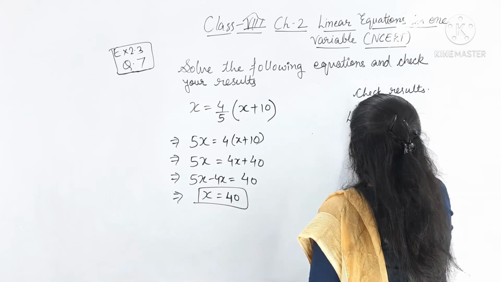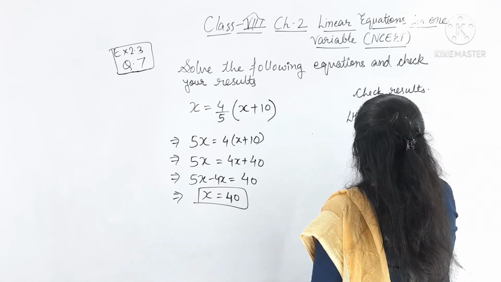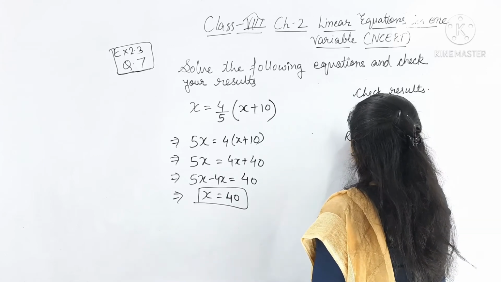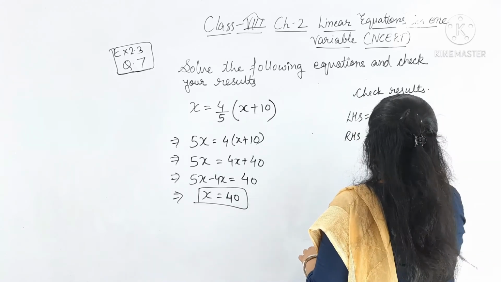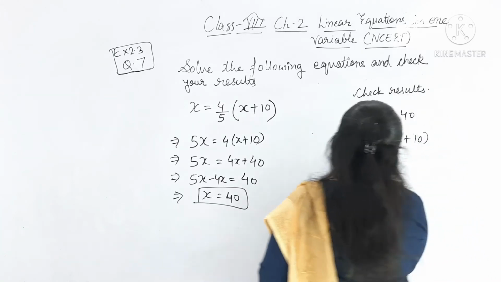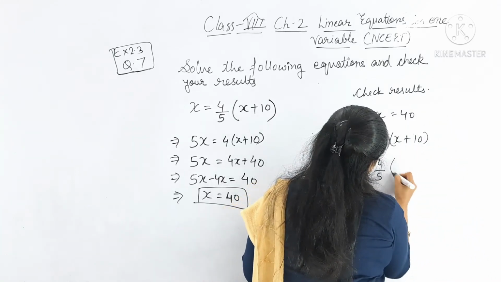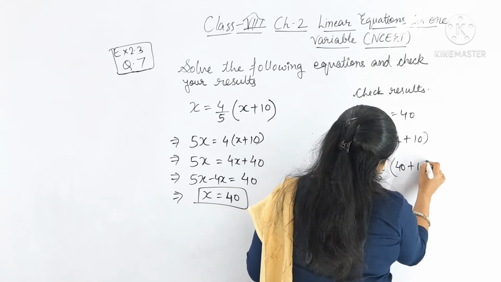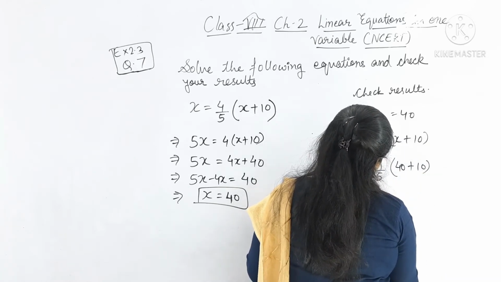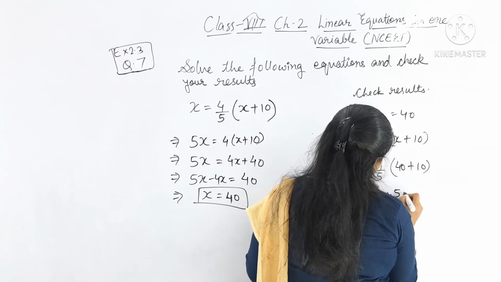LHS is x equal to 40. RHS is 4 by 5 times (x plus 10). Okay, so I am getting here 4 by 5. x is 40, I have to substitute the value of x. 40 plus 10 is 50.